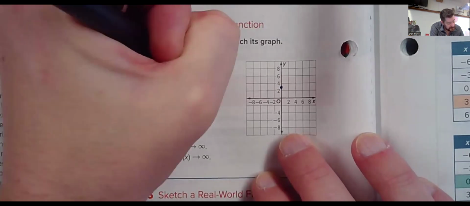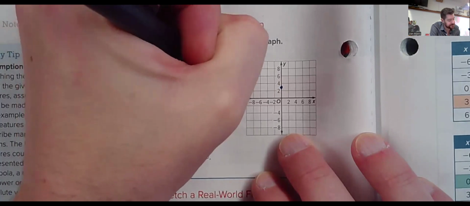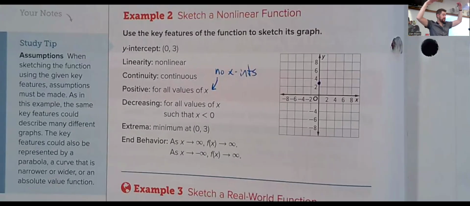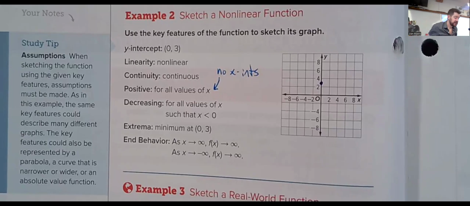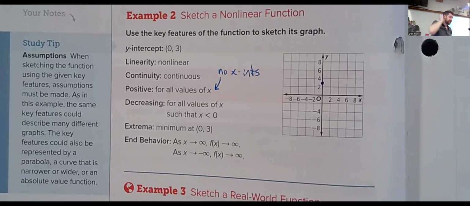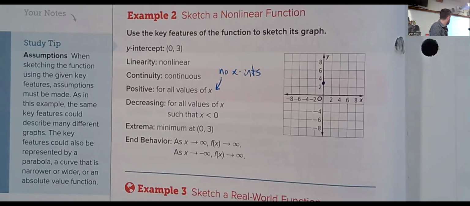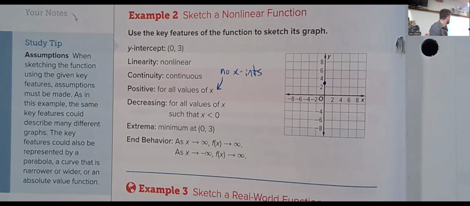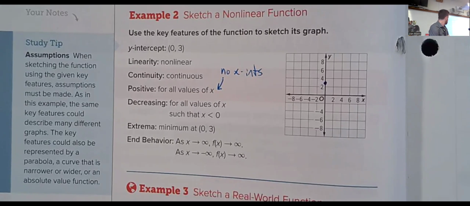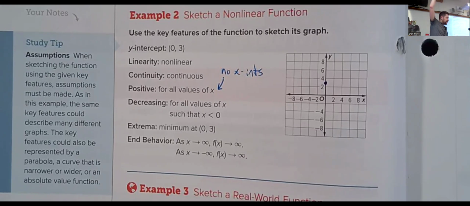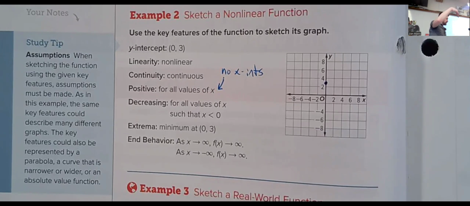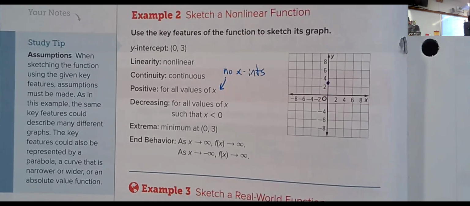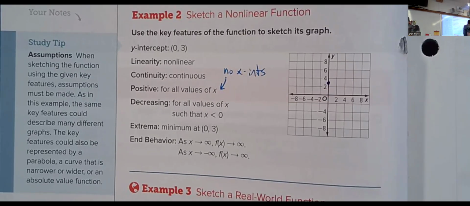No x-intercepts. It's always above the x-axis. Positive meaning it's always positive. It is decreasing on an interval, though, until it gets to x equals 0. So if you look at it from left to right, it's going in a downward direction until it gets to x equals 0. So it's coming down, decreasing until it gets to 0.